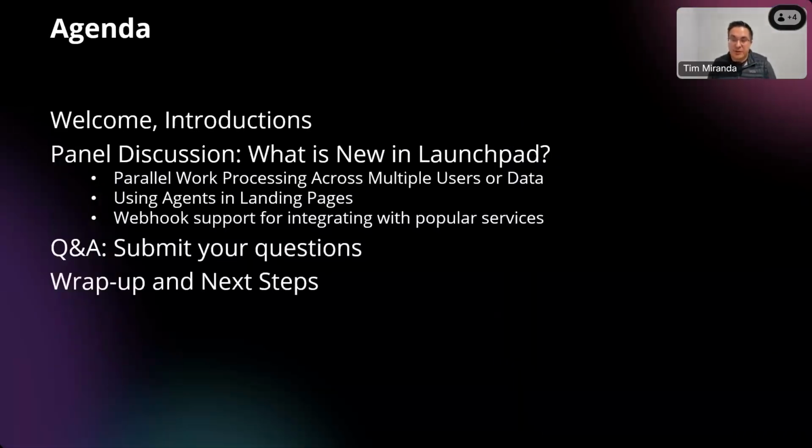All right, so I'm going to introduce the folks that are going to be talking today about some new features and cool experiences with Launchpad. We're going to go over the new capability around parallel work processing. And then we had talked in a previous webinar about the new agentic capabilities in Launchpad, and we're going to talk about how you can use those in landing pages. And then finally, we're also talking about the new support for webhooks so that you can integrate with popular third-party services and use them directly from your Launchpad workflows.